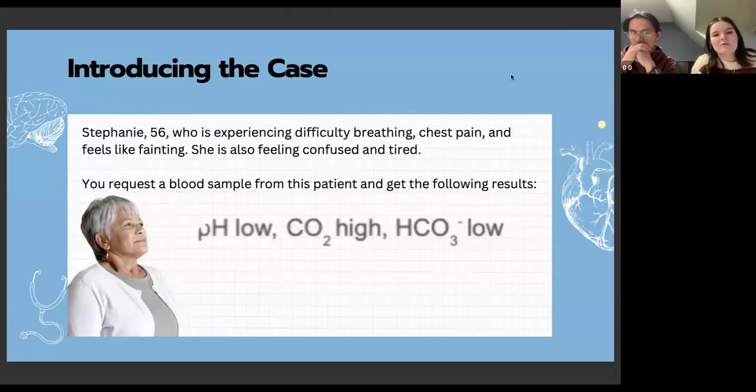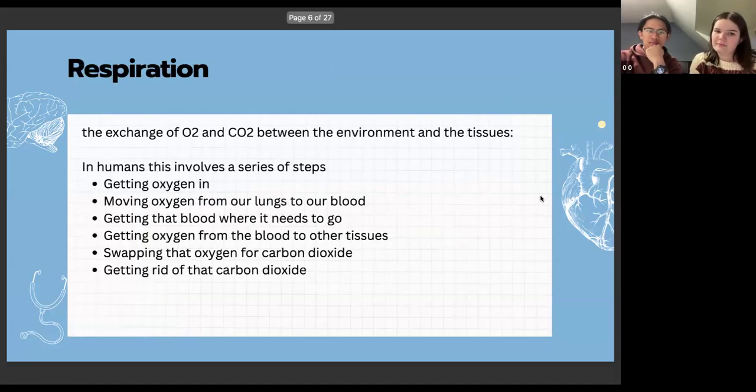So, as a doctor, you request a blood sample from the patient and you get the following results. Her pH is low, her carbon dioxide is high, and her bicarbonate is low. So, we know from her struggle of breathing that this has to be some kind of issue with her respiratory system. The respiratory system involves a lot of processes.